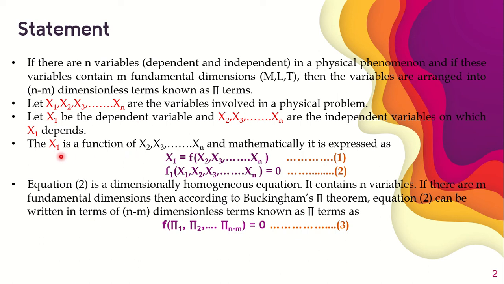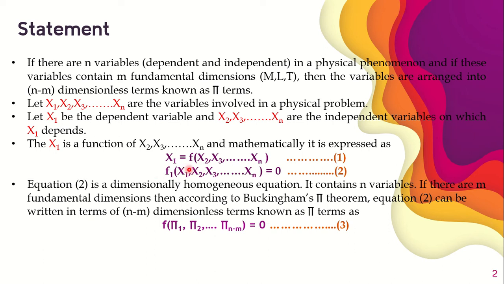The first step in Buckingham's pi theorem is to check what the dependent variable is and what the independent variables are. If you know the dependent variable, then you should write it as a function of the other independent variables. In our case, x1 is the dependent variable and the other terms are the independent variables. So you should write x1 as f of x2, x3 and so on to xn. That's the first equation you have to write: the dependent variable as a function of the other independent variables. That's the very first step.